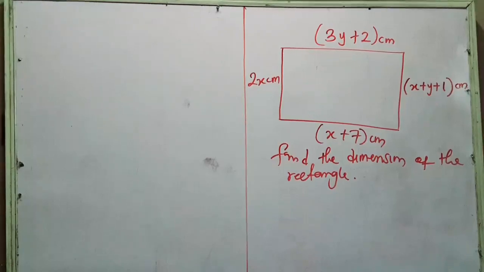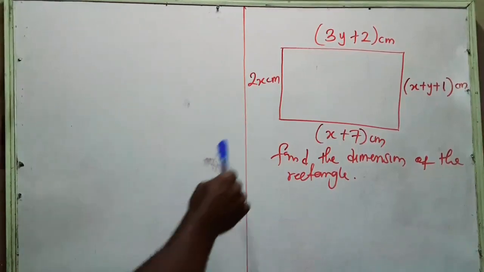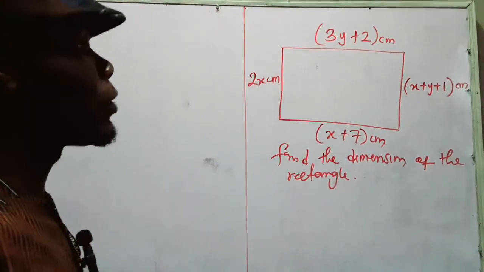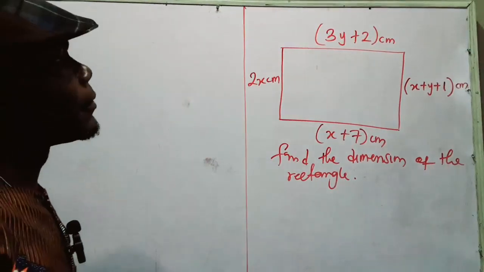This is for finding the dimensions of a rectangle, where the rectangle forms equations that make you form simultaneous equations.